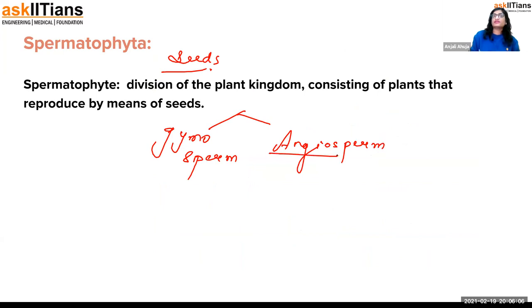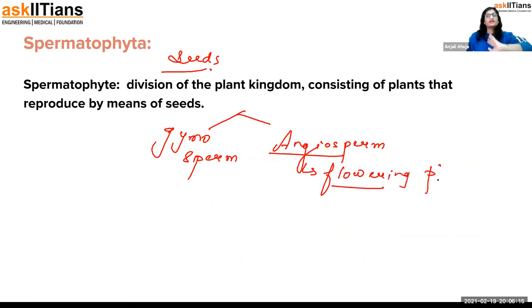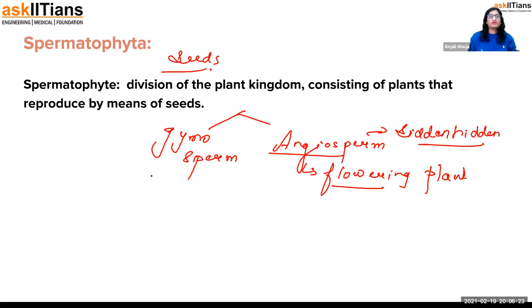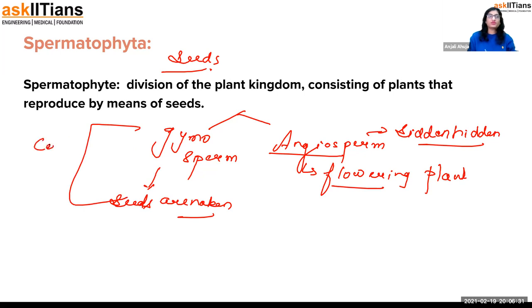Guys, wherever you see the word flowering plant, that means they're talking about the angiosperm. So in case of angiosperm, seeds are hidden. You cannot see the seeds, either in the fruit or in the ovule. But here, seeds are naked. It's visible. Now talking about the gymnosperm, they have the cones proper.